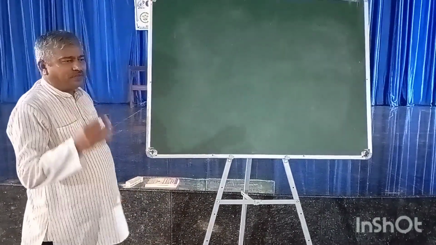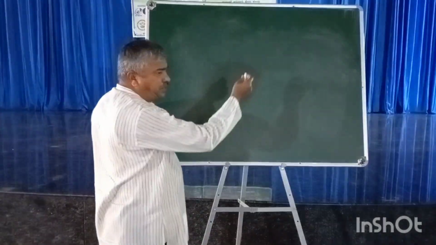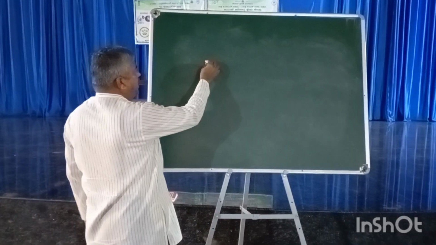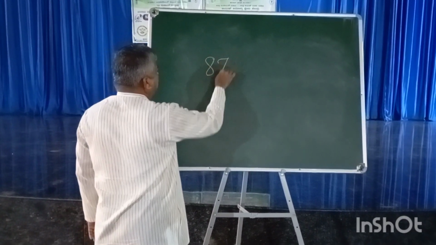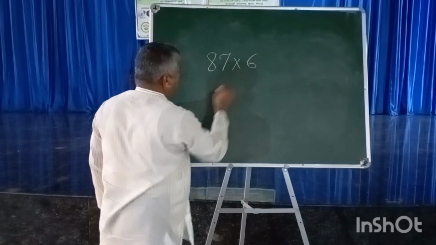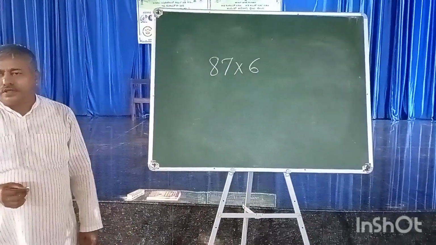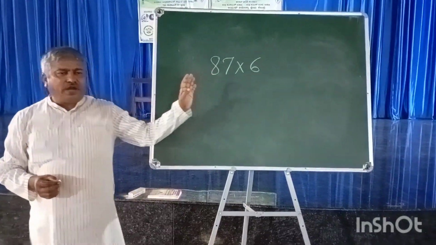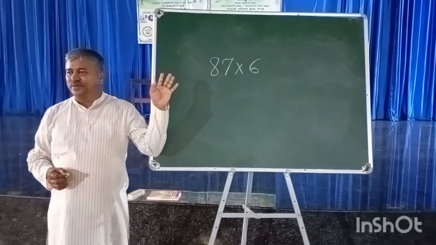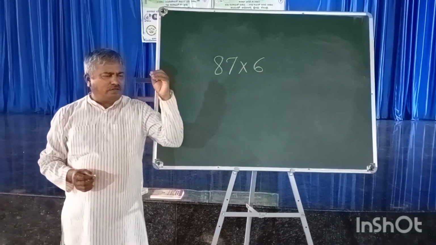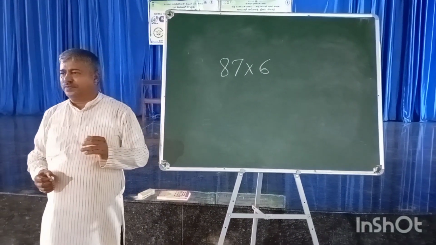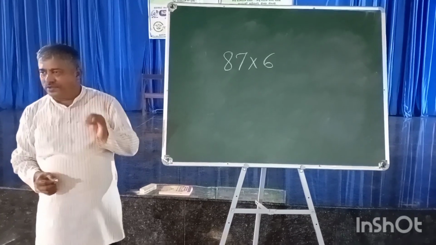Say another technique. Say 87 into 6. This is your everyday problem, and it's a very basic problem. Am I right? Yes, sir.